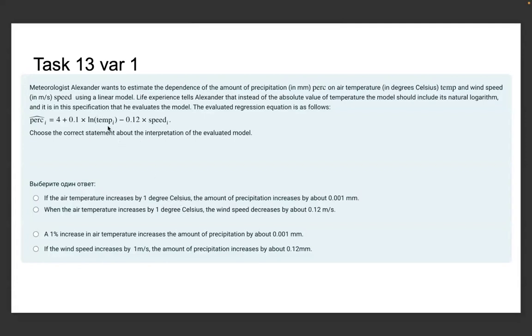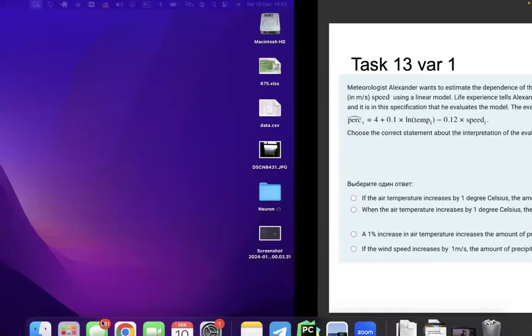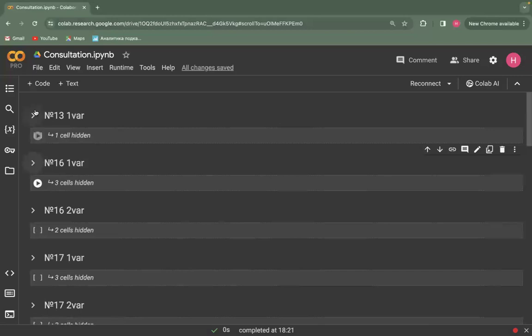So can you see my cursor or not? Yes, we can see it.